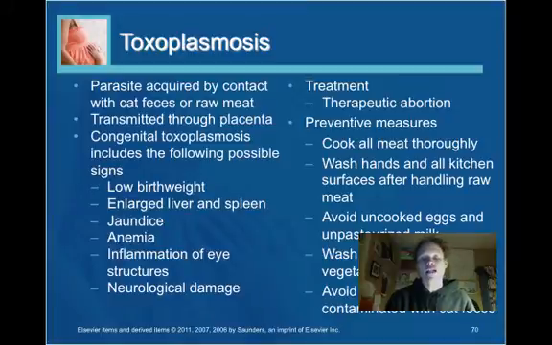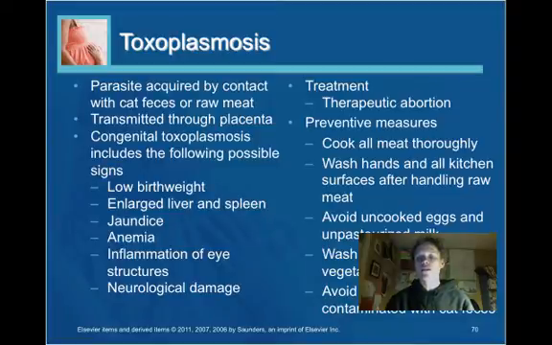Usually a woman has mild symptoms. However, in a developing fetus, it can be quite devastating. Some of the possible effects can be low birth weight, enlarged liver and spleen, jaundice, anemia, inflammation of the eye, and neurological damage. Again, similar to cytomegalovirus, treatment is a therapeutic abortion.